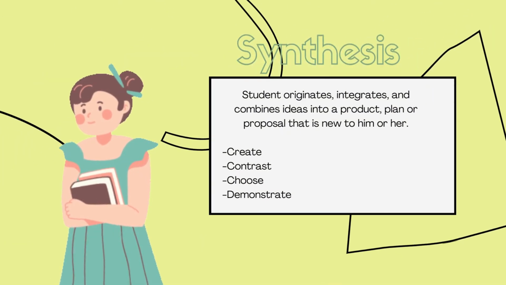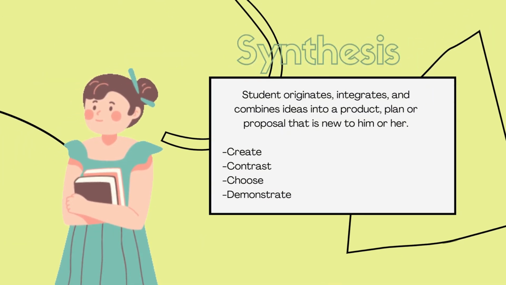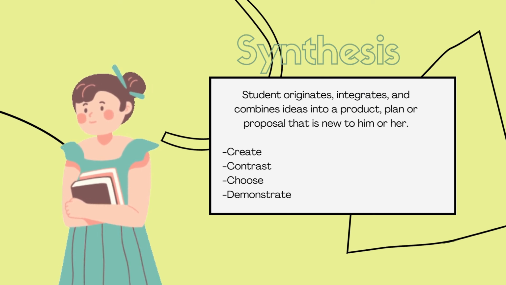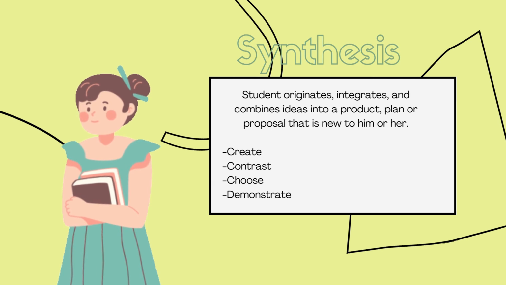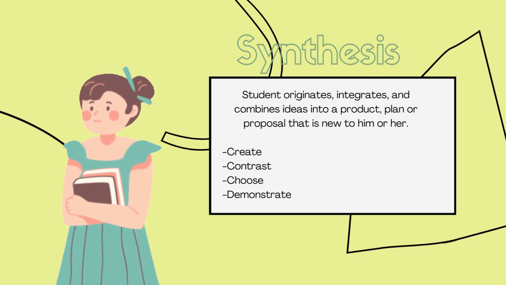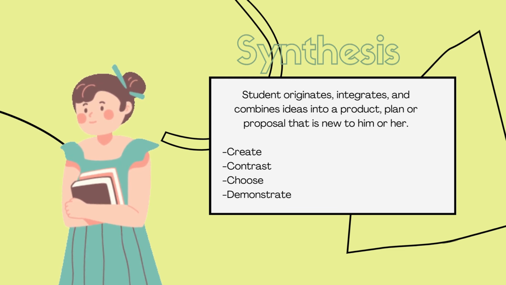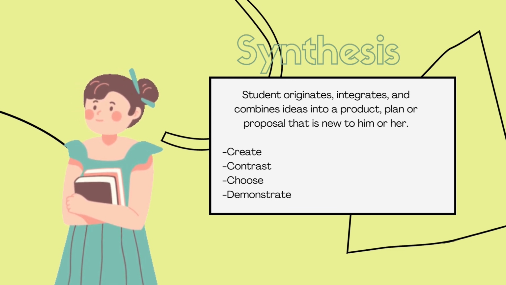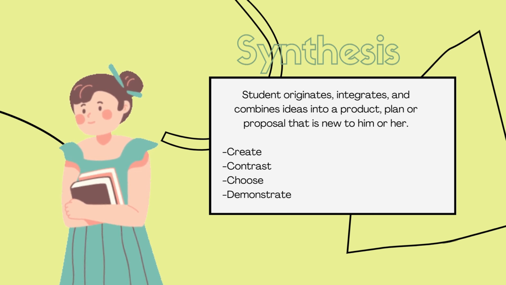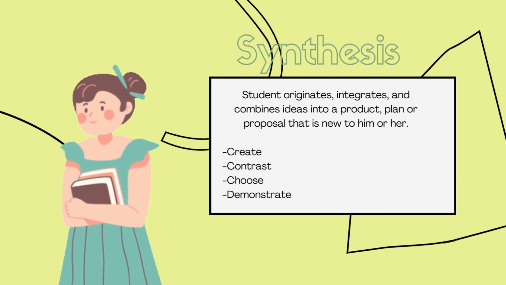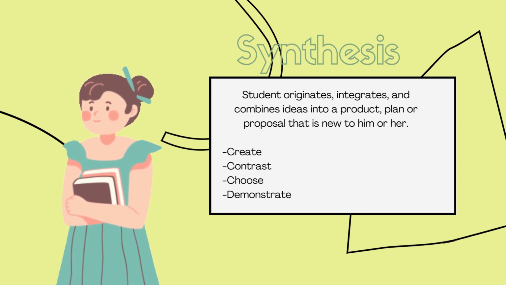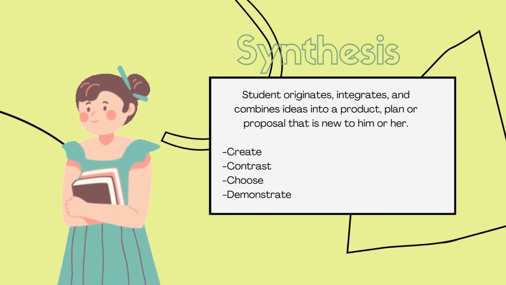The next one that we have is synthesis. In this category, the student originates, integrates, and combines ideas into a product, plan, or proposal that is new to him or her. The verbs that we can use in this category are create, contrast, choose, and demonstrate. A very common example is design a device to separate garbage into organic and inorganic.